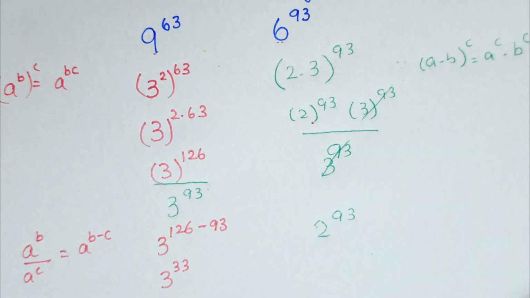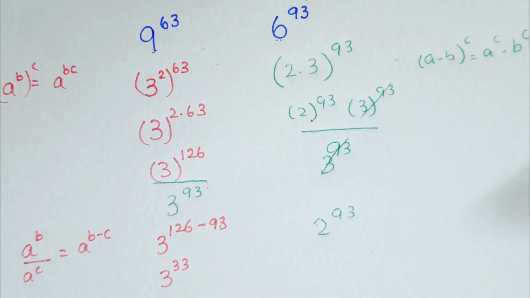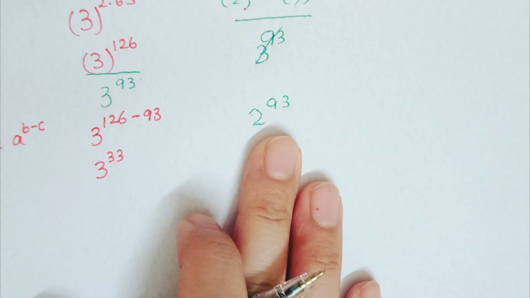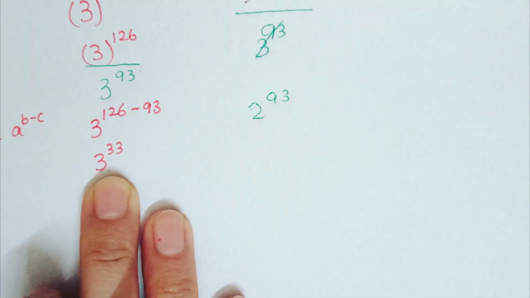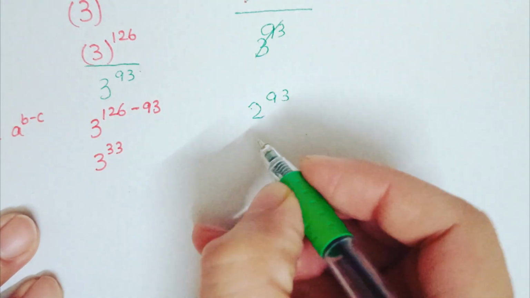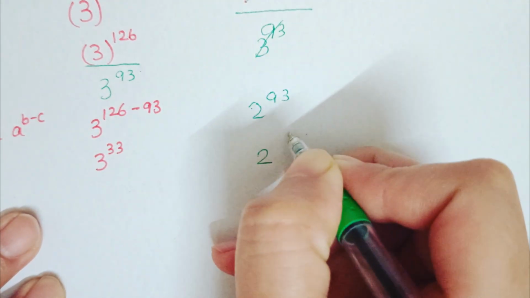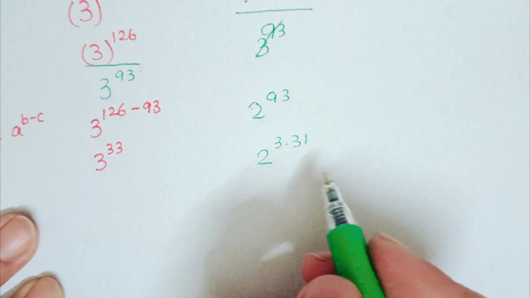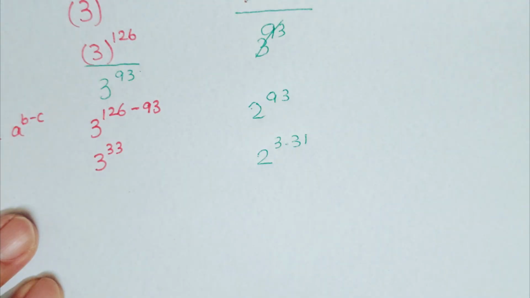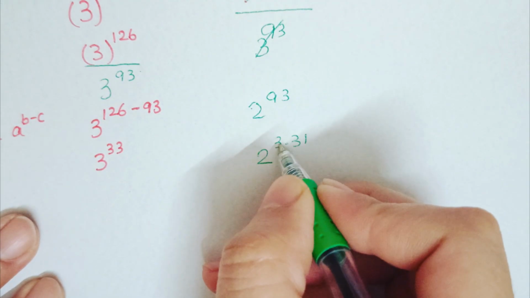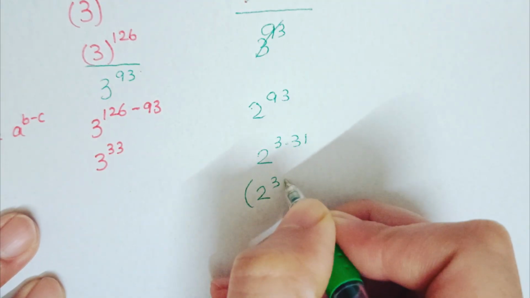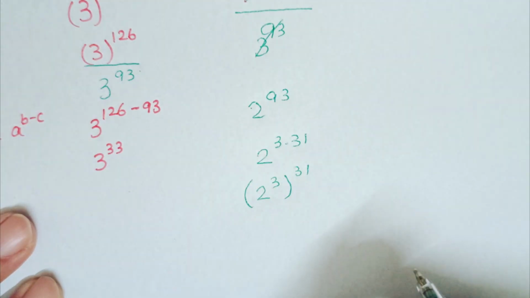Now we need to compare both of these numbers: 3 raised to the power 33 and 2 raised to the power 93. Now this cannot be simplified any further, but this can. How? We can write 93 as 3 times 31, and by using the same formula, we can solve this: 2 raised to the power 3 raised to the power 31. We can write it like this.